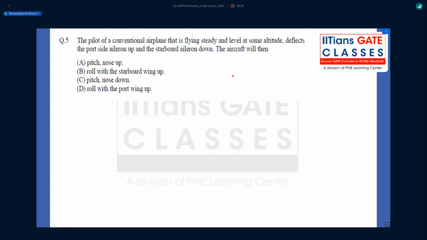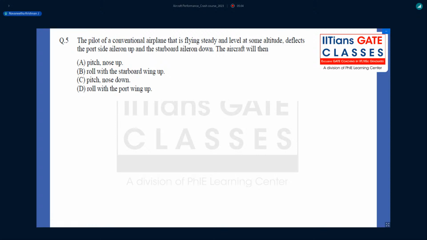GATE 2018, question number 5. The pilot of a conventional airplane that is flying steady and level at some altitude deflects the port side aileron up and the starboard side aileron down. The aircraft will then: option A, pitch up, that is nose up; option B, roll with the starboard wing up; option C, pitch nose down; option D, roll with port wing up.